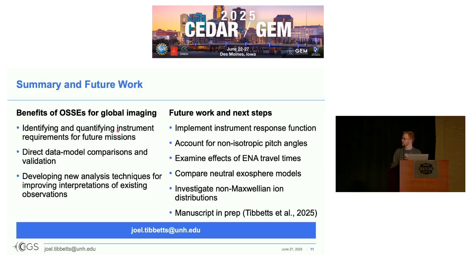So I'll leave it here and just want to communicate that this is a very useful tool for doing data-model validations. It potentially lets you put constraints on instrument design requirements in order to observe these kinds of features. And I think that's about it. So thank you.